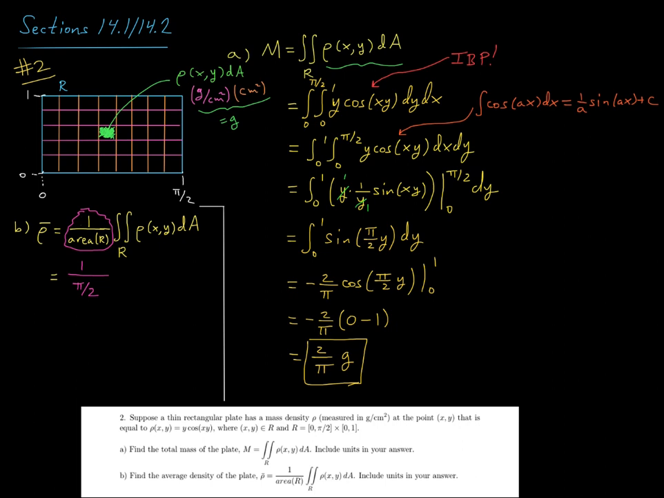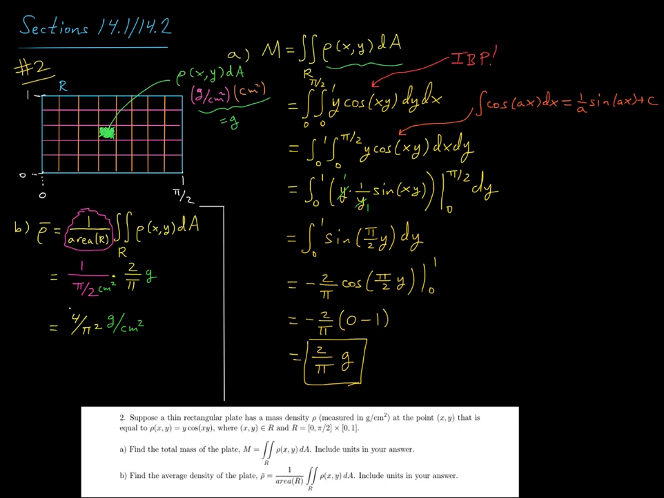And then I'm going to multiply that by the value of my double integral, which I just computed over here, which is 2 over pi. And so then that's going to give us 4 over pi squared. And then as far as the units are concerned, well, we know that the area here would have units of centimeters squared. And the double integral, as we just said over here, has units of grams. So this thing would then have units of grams per square centimeter.